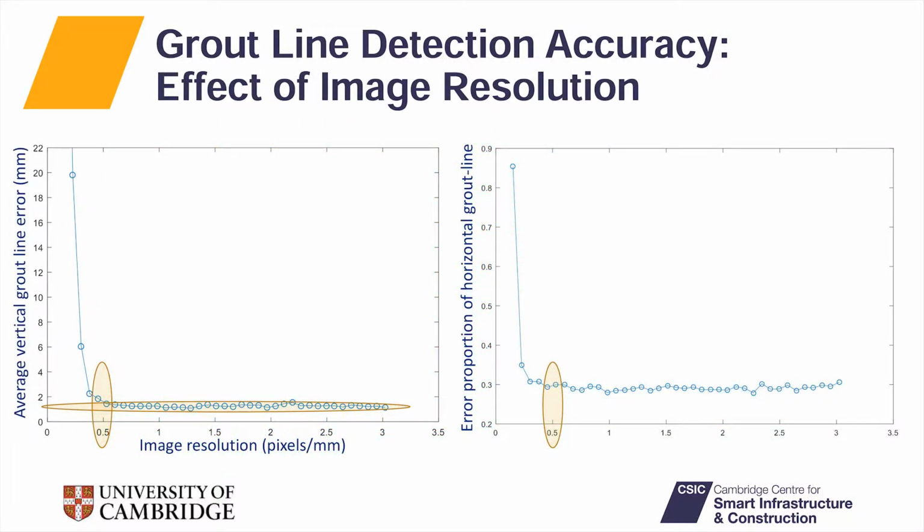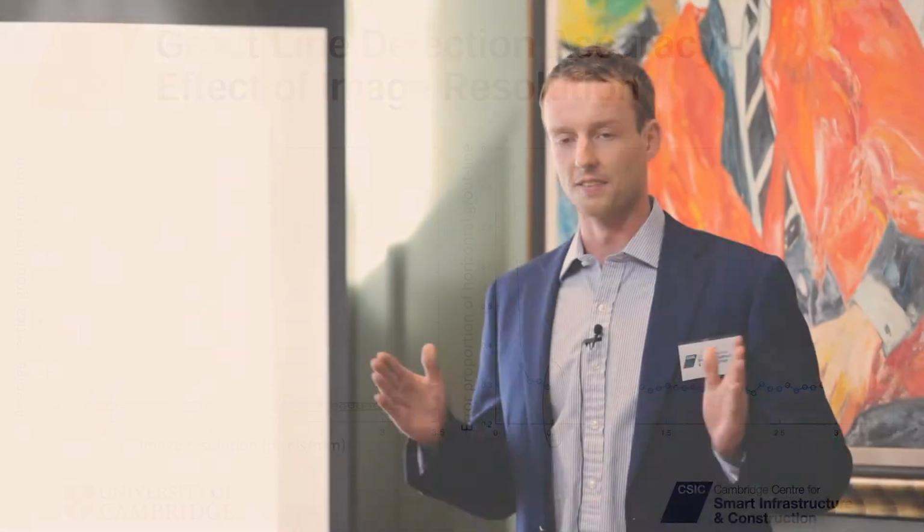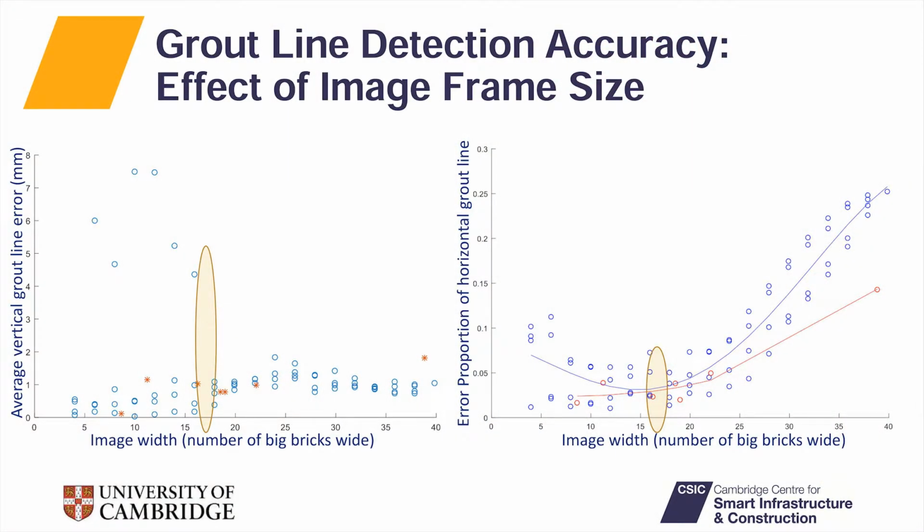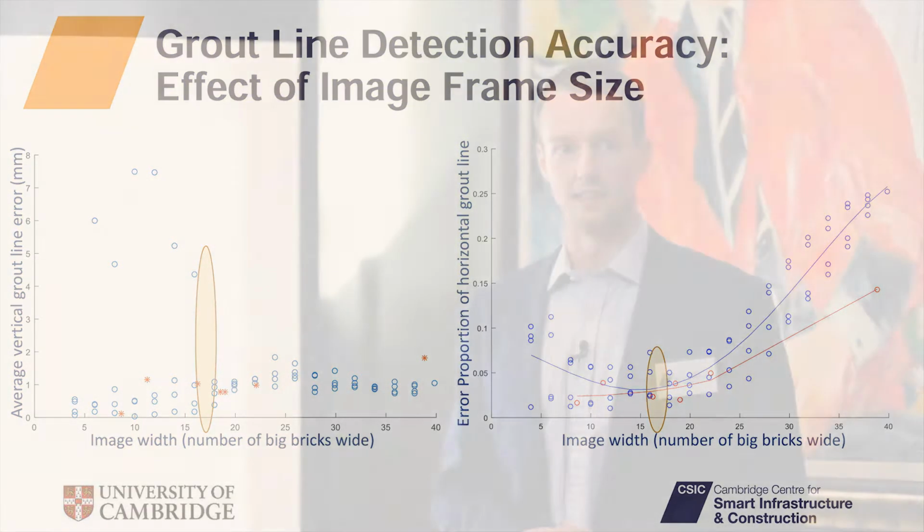So the results have been taken from testing it on that big picture of a viaduct, varying the scale, the resolution of the image. It's found that on average the error in grout line position is about 1.5 millimeters, and reducing the scale it's found accurate. The frame size has also been changed, and this is the number of bricks included in the picture. As can be seen, when we reduce the frame size, it's found that this increases the accuracy for horizontal grout lines, and that's because they're not linear in nature.